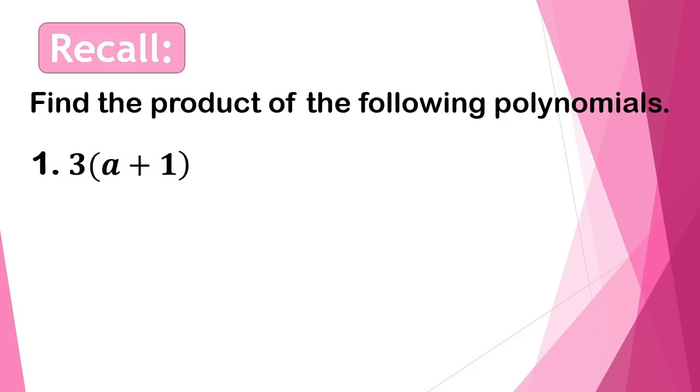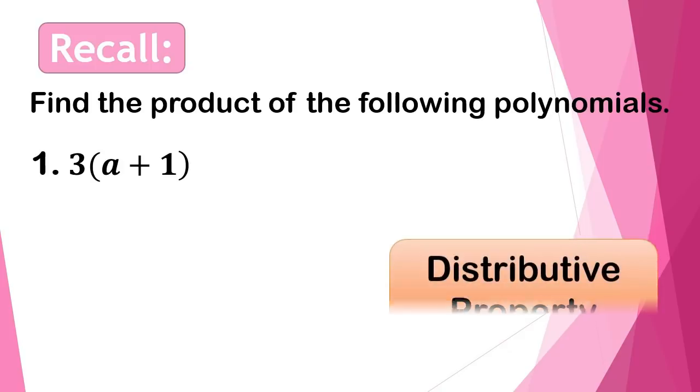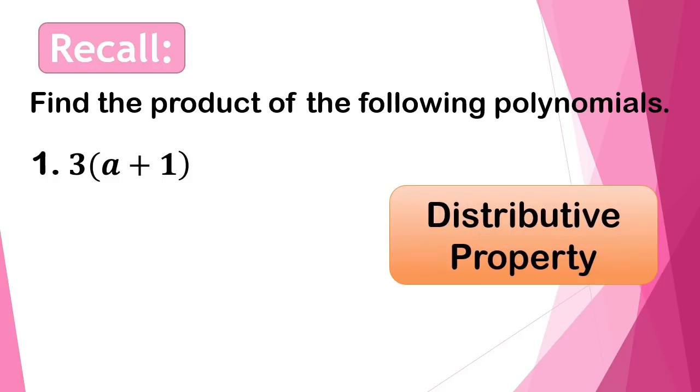Number 1, we have here 3 times a plus 1. As you can see, we have here 3 as a monomial and a plus 1 as a binomial. So what we are going to do here is to multiply the monomial to each term of the binomial using distributive property. So let's simplify. 3 times a is equal to 3a. 3 times 1 is equal to 3. Since we multiply both positive, the sign is positive. So the product of the given example for number 1 is 3a plus 3.